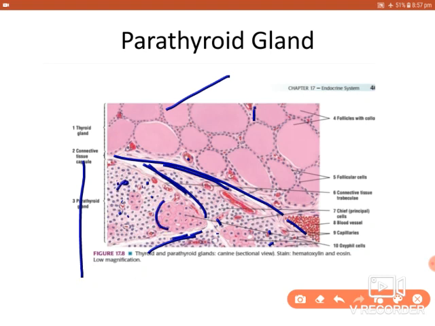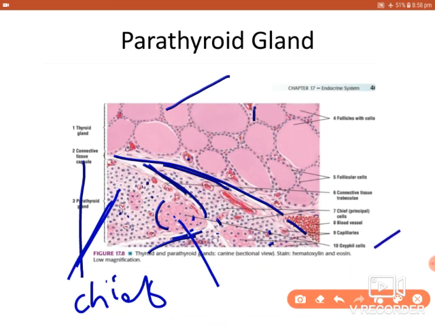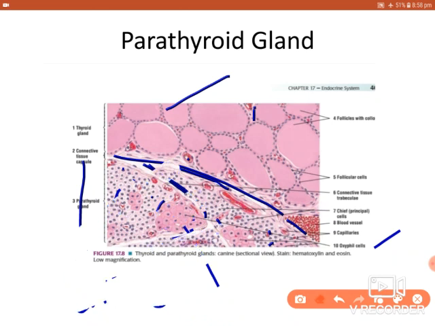Here there are lightly stained small cells, and you can see they are numerous in number. These are the chief cells. And these pink polygonal cells are the oxyphil cells. Their cytoplasm is pink and they have small nuclei compared to the chief cells. Chief cells are small cells, but their nuclei are larger. The chief cells secrete parathormone.